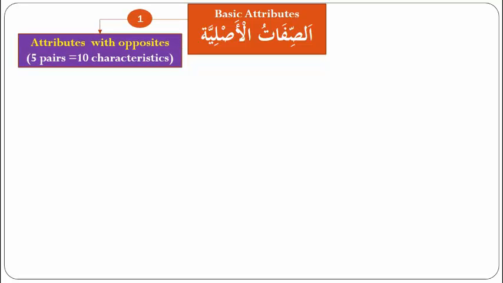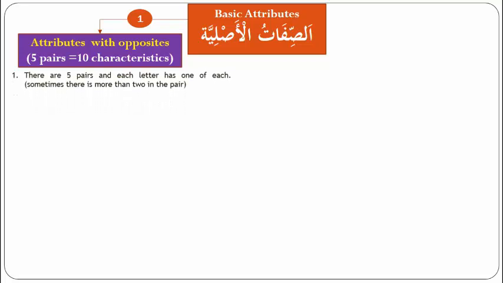Basic attributes, as-Sifat al-Asliyah. Number one, there are two aspects actually. The Sifat al-Asliyah are two aspects. We are dealing with one, attributes with opposites. We discussed this the last time, inshallah. There are 5 pairs of attributes with opposites. There are 5 attributes that have opposites. So there are 10 attributes together.